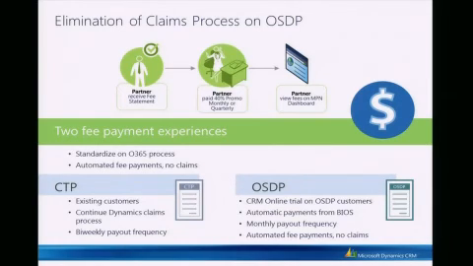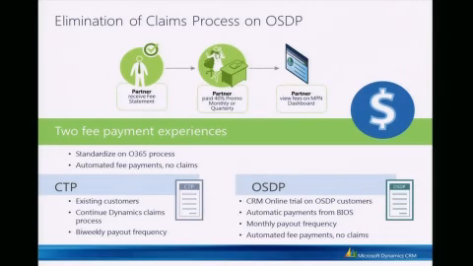For the next year, you'll see two fee payment experiences for your online customers. For customers that you've onboarded through that CTP environment, that's that existing billing and licensing environment, you'll be able to access your existing customers there, and you'll be able to continue using the claims process available through the Partner Source website. That site has a different claims process, and for customers that you're onboarding there, you'll continue to use that claims process, which has a bi-weekly payout frequency, so that's twice a month that you get paid out those fees.